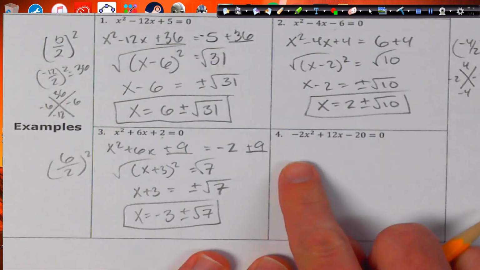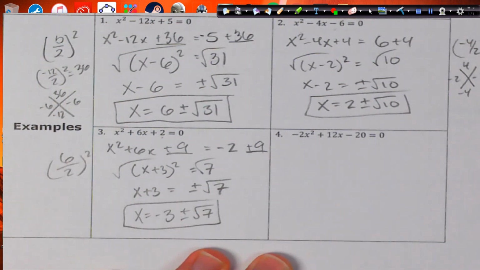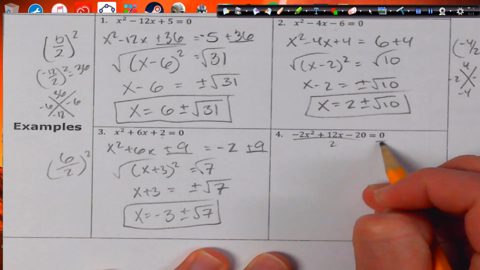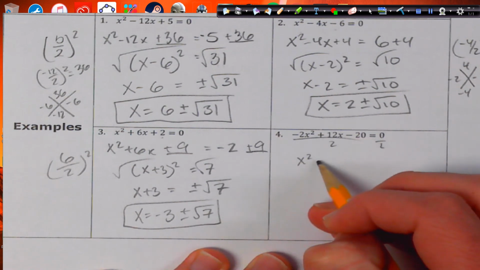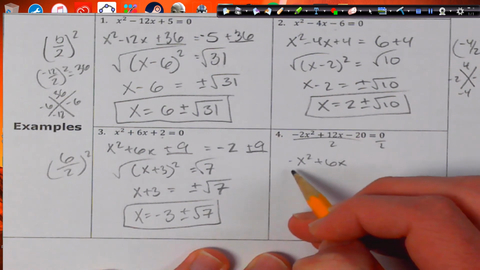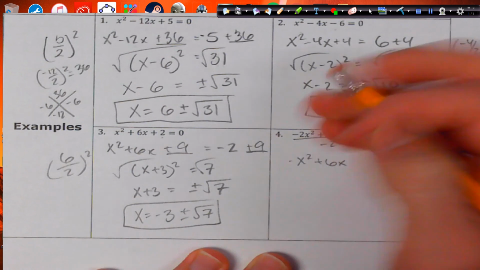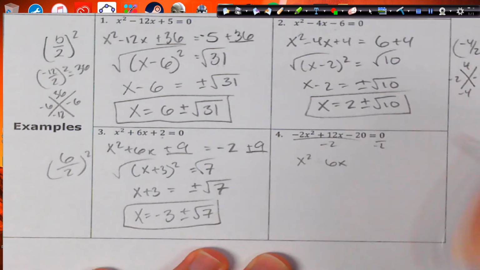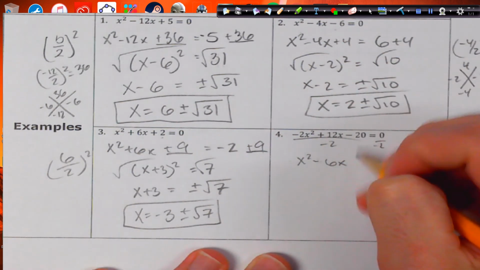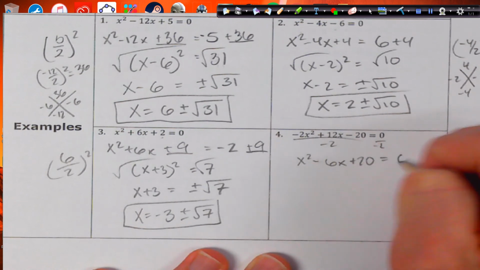Okay. This last one here, we're going to divide both sides by 2. If I divide both sides by 2, I'm going to end up with x squared plus 6x. Let's do it by negative 2. That would be even better. We don't have to deal with that negative. Negative 6x, and this is going to become a positive 20 equals 0.